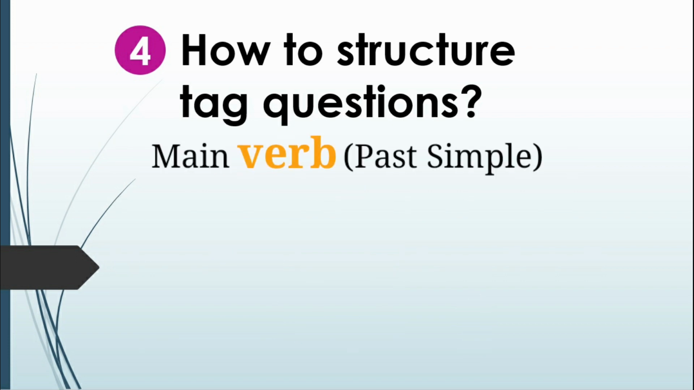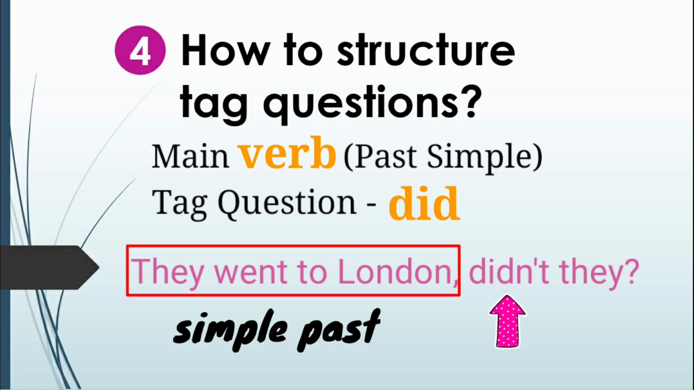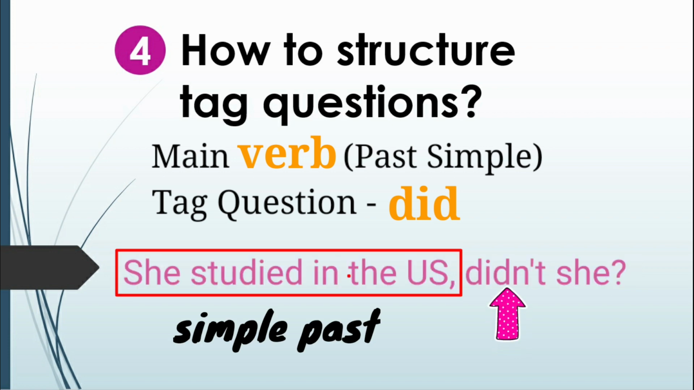If the verb is in the past simple tense, we use did. For example, they went to London, didn't they? She studied in the US, didn't she?